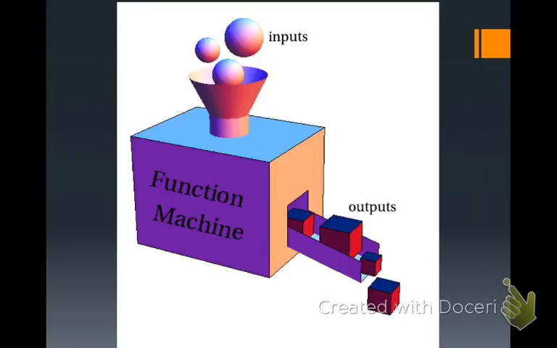We also have domain, which is the collection of all input values or x values, and range, which is the collection of all output or y values. And then finally we have the independent variable, which is another name for the input variable or quantity, and then we have the dependent variable, which is the output variable.